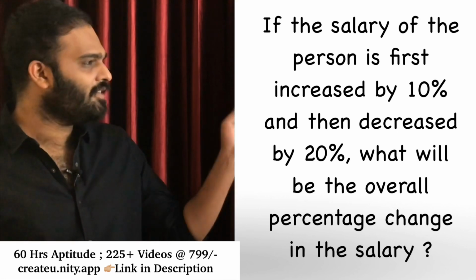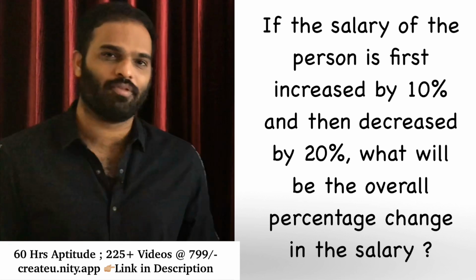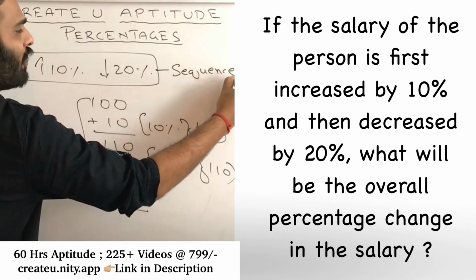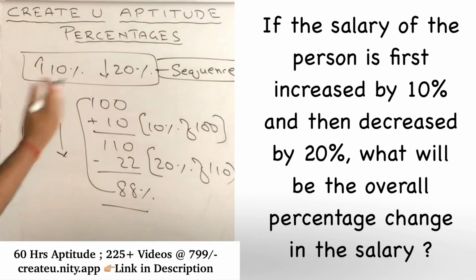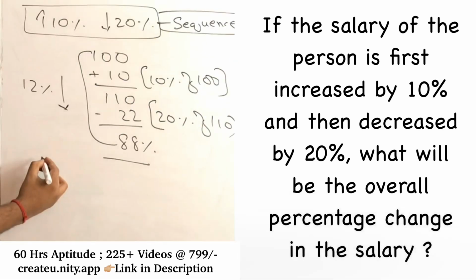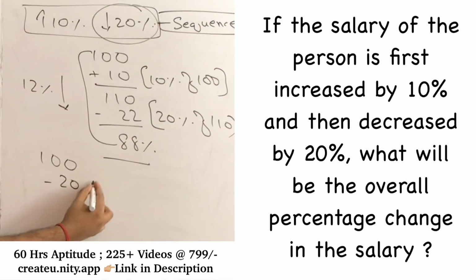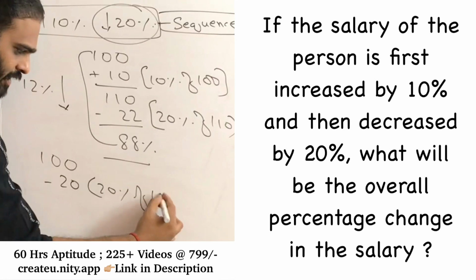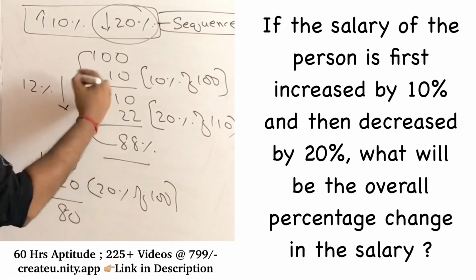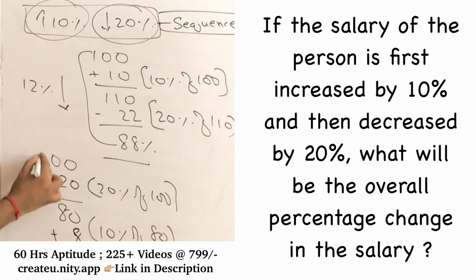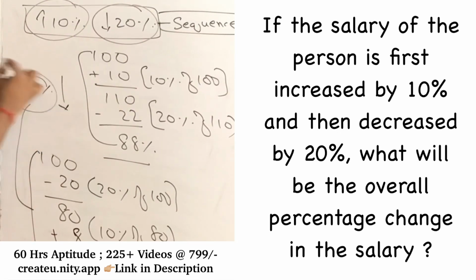Remember this. Whenever you get a question of this kind, there are two things I have to tell you. The first thing is sequence. Sequence of calculation is not important. For example, if same 100, I first decrease it by 20%, that is 20% of 100, it becomes 80, then increase by 10%, 10% of 80 is equal to 8, so I will increase it by 8 and it becomes 88%, the overall change will still be same 12%.